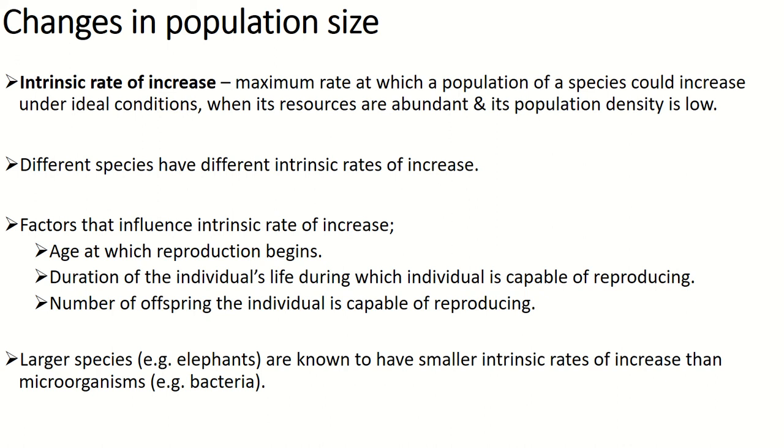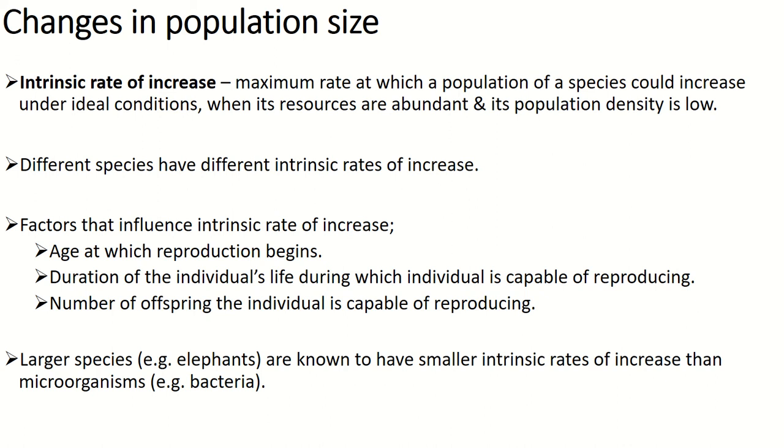Okay, and in terms of the population density, that's an aspect of competition. So what are the different things that affect the way that a population can grow? Different species have different intrinsic rates of increase. So different species increase in different ways, and there are different factors that affect the way that those different populations increase. Factors that influence the intrinsic rate of increase include the age at which reproduction begins in a species.